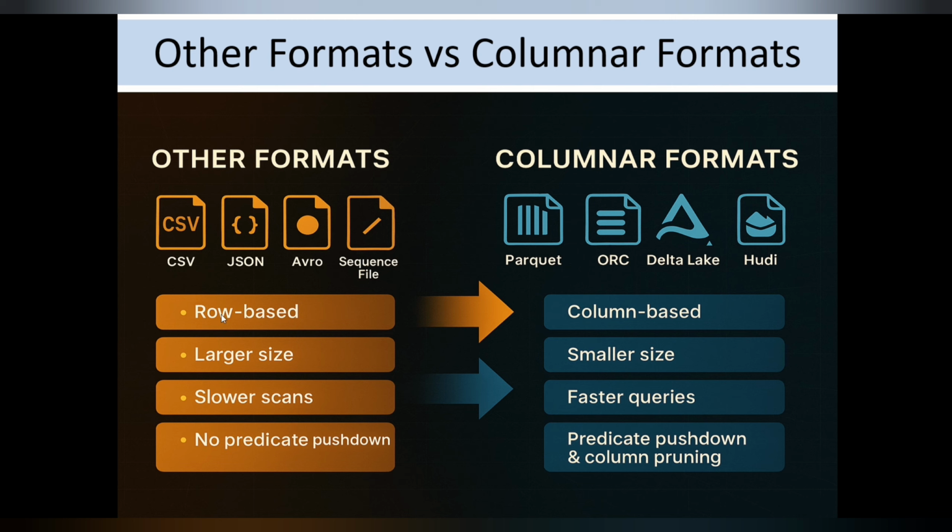So when you utilize, suppose, CSV, a row based file format that is large in size, you can expect a slower scan and no predicate pushdown. It means that if you want particular data from a file, you cannot do that while reading. If you are using CSV, you have to read the whole file, then you can filter the data or any particular column, but you cannot do that while reading.